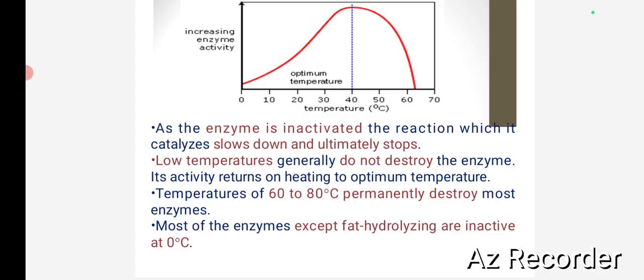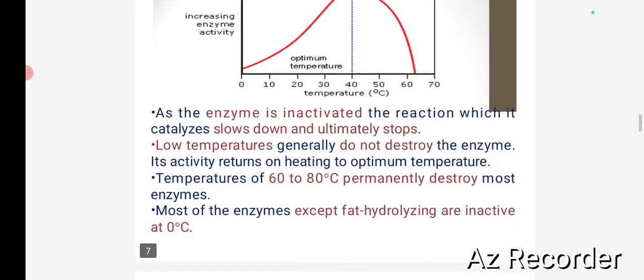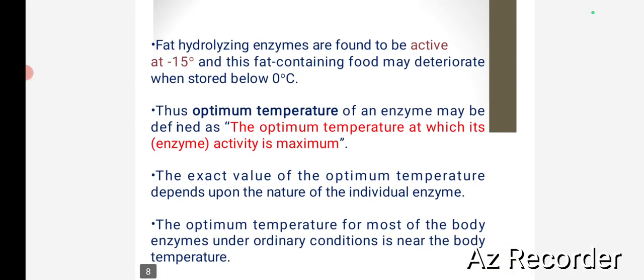Low temperatures generally do not destroy the enzyme. Its activity returns on heating to optimum temperature. Temperatures of 60 to 80 degrees Celsius permanently destroy most of the enzymes. Most of the enzymes except fat hydrolysing enzymes are inactive at 0 degrees Celsius. Fat hydrolysing enzymes are found to be active at minus 50 degrees Celsius, and thus fat containing food may deteriorate when stored below 0 degrees Celsius.